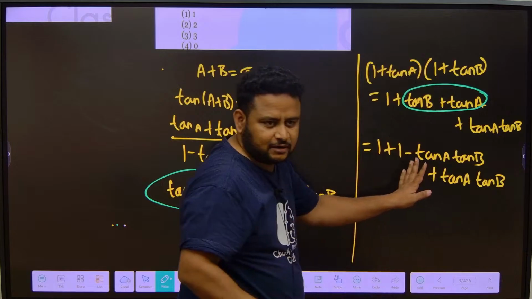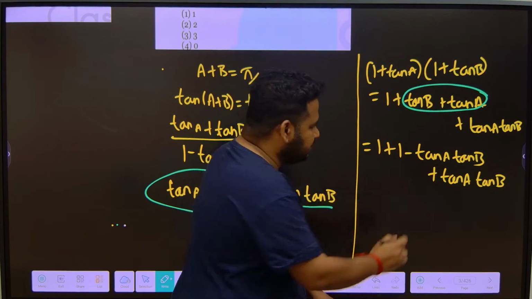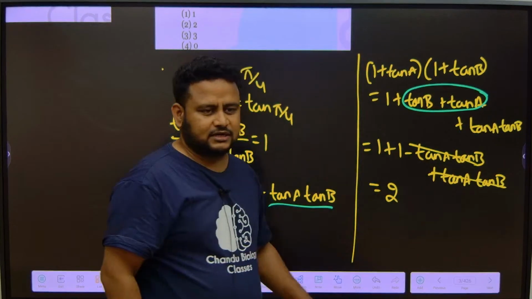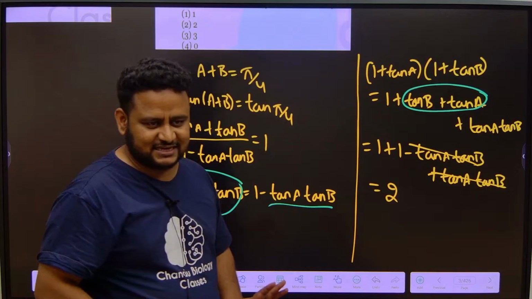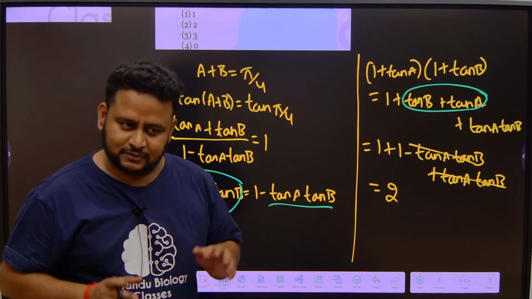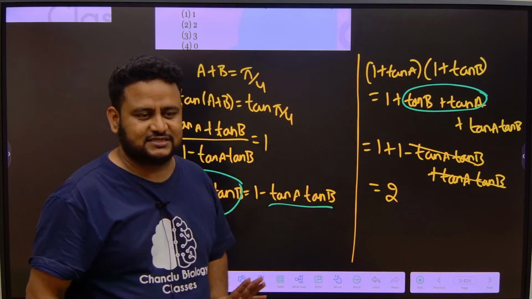Now what will happen? Observe here carefully. This is minus tan a tan b, this is plus tan a tan b. I can cancel. What is left? 2. Okay, I am getting the answer as 2. Same we are getting, but that doesn't mean that for the same type of question you should get the answer as 2. Please solve the question, you may get 1, -1, whatever it is. So, procedure is the same.